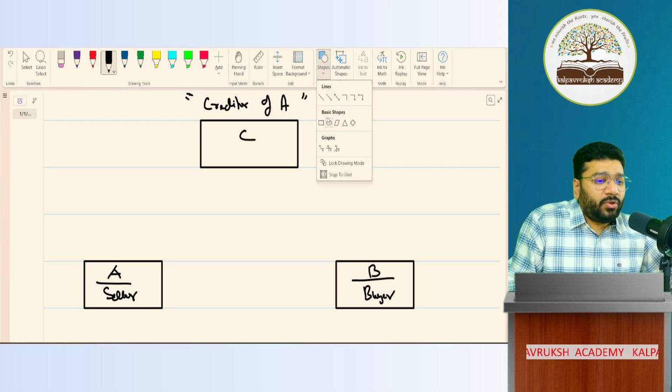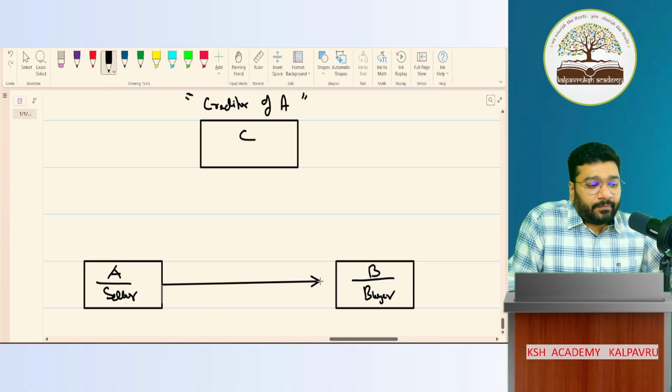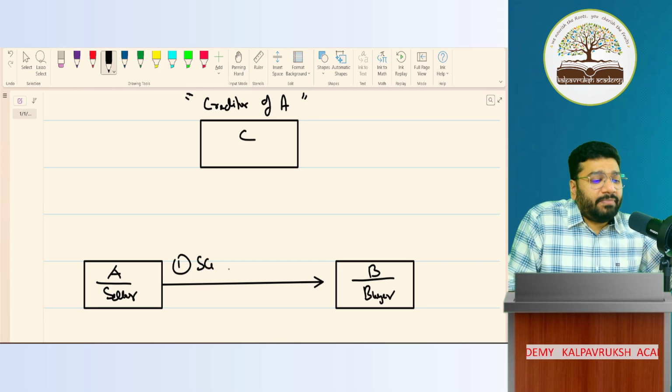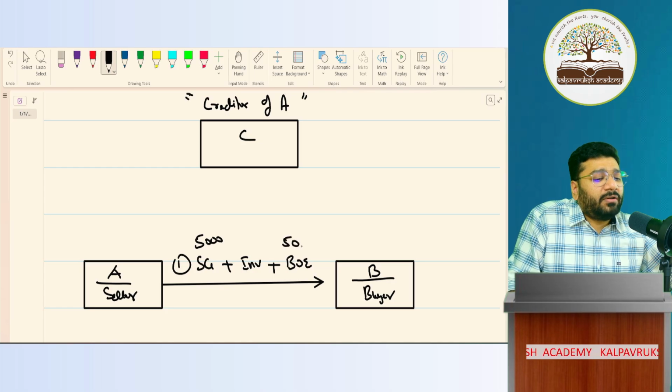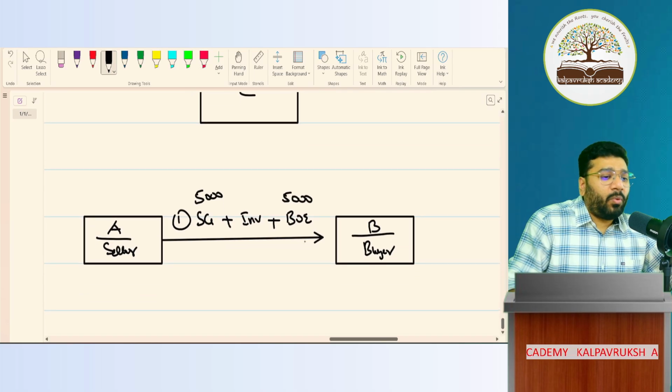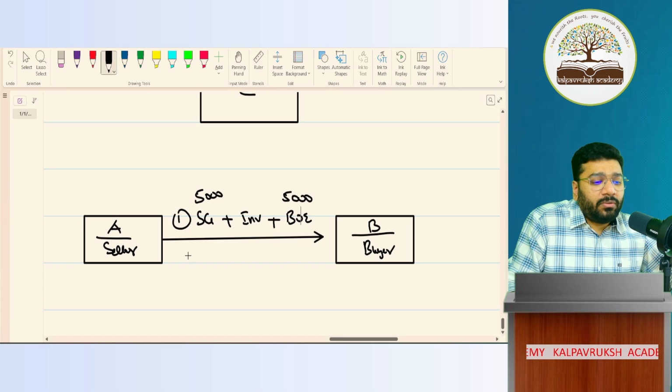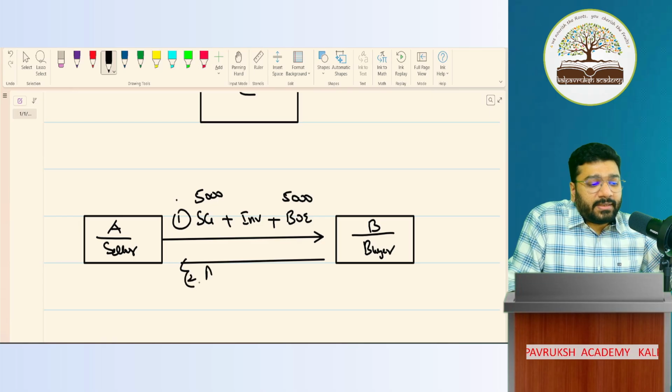Now let's do it fast. First transaction: A is selling goods to B. Along with that, invoice sent, and a bill of exchange sent. Goods sold for how much? 5,000. Bill of exchange given for 5,000. What did B do? B accepted the bill. Second transaction: acceptance of bill of exchange.